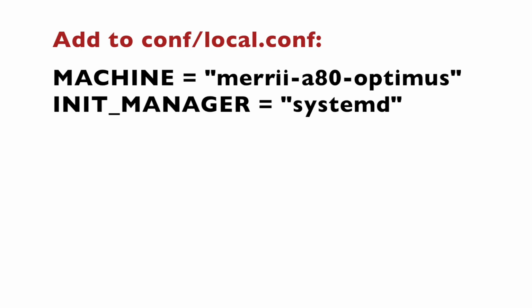Step number four, using your preferred text editor, open conf/local.conf and append these two lines to the end of the file. The first line sets the machine to Merrii A80 Optimus. This is the name of the machine that I recently added to meta-sunxi for the board that I've shown you. And the second line is to switch to systemd.